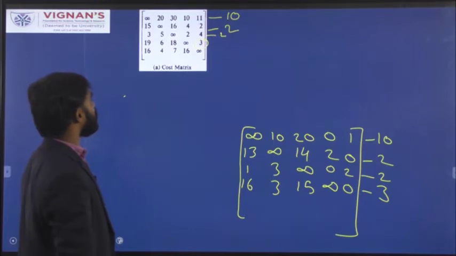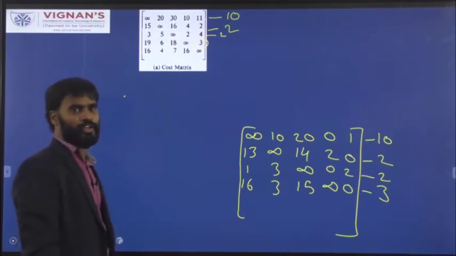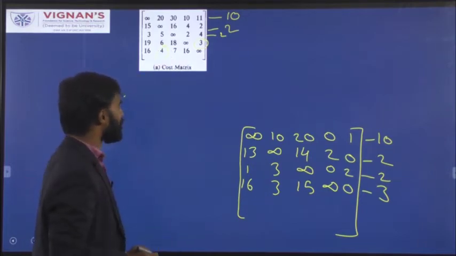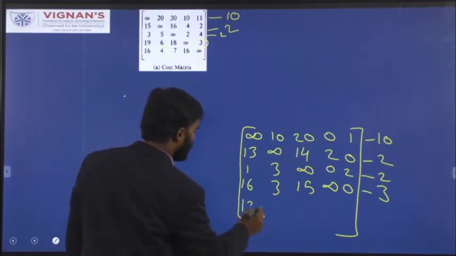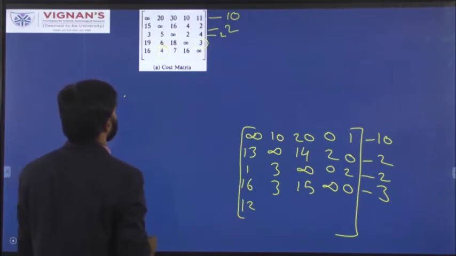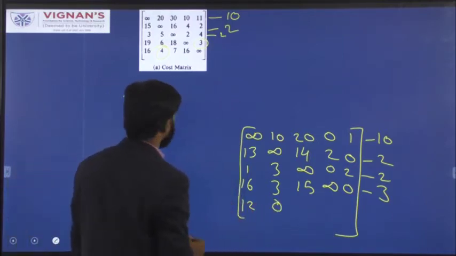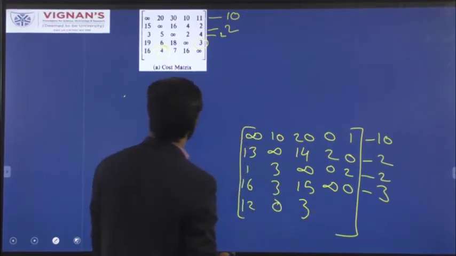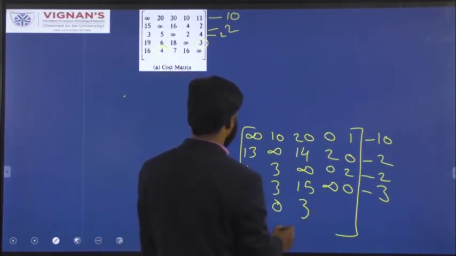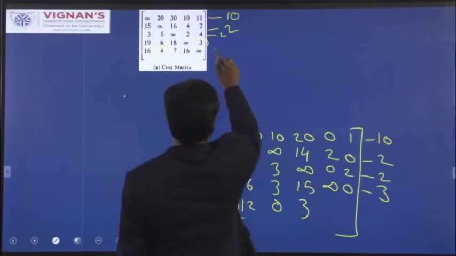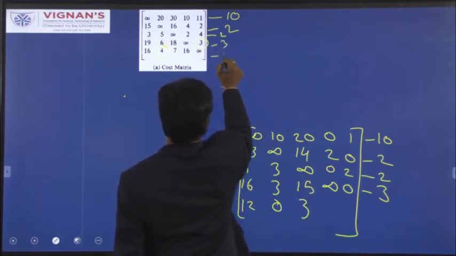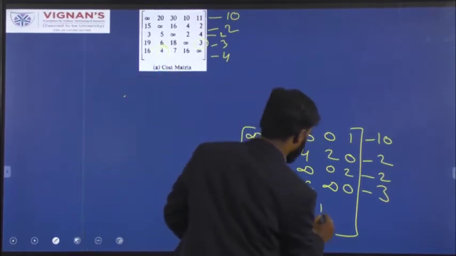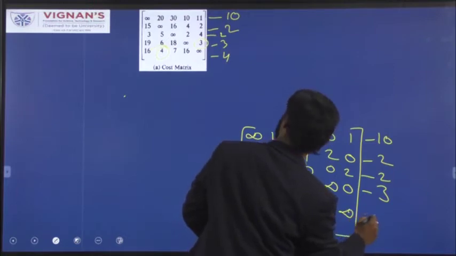Do this for the fifth row also. The fifth row also does not have any zeros. So the minimum element is 4. Subtract each element with 4. Becomes 12, 0, 3, and 12, 0, 3. 4, 12, 0, 3, 12 and infinity. The cost of reduction is 4.